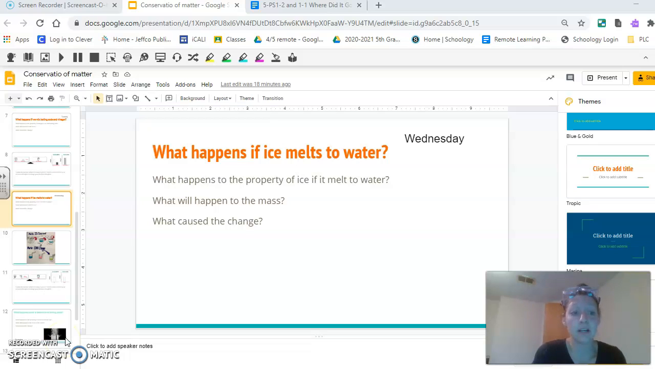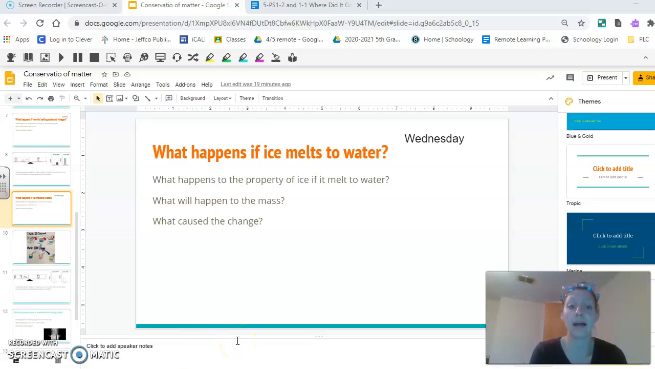We are on Wednesday and we are on our third phenomenon. Once again, one that's relatively basic for fifth graders. What happens if ice melts to water? Remember that our whole goal is to think about conservation of matter. The fact that matter is never really lost or made, it changes. So what happens to the property of ice as it melts?